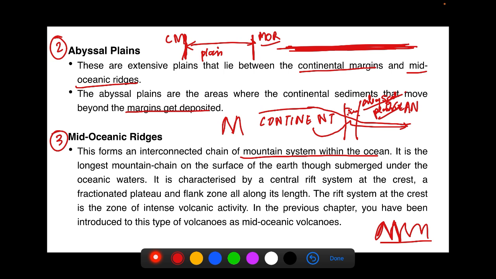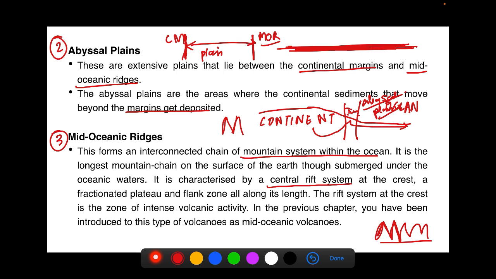It is the longest mountain chain on the surface of Earth, though submerged under the oceanic waters. On land we do not have such a continuous mountain chain. It is characterized by a central rift system at the crest, a fractionated plateau, and a flank zone along its length. So the mid-oceanic ridge has three characteristics.